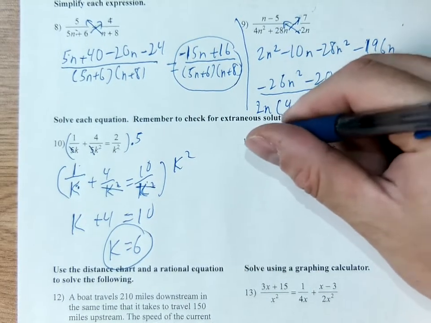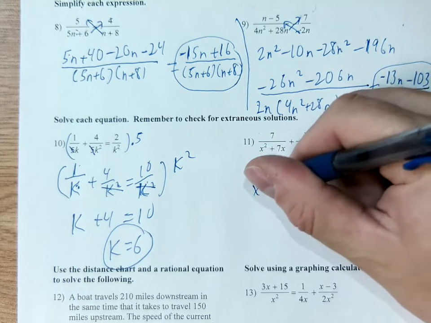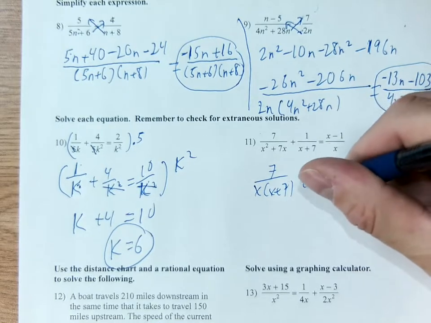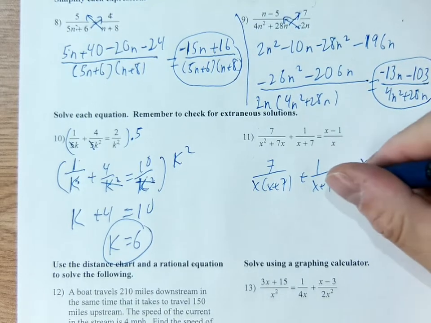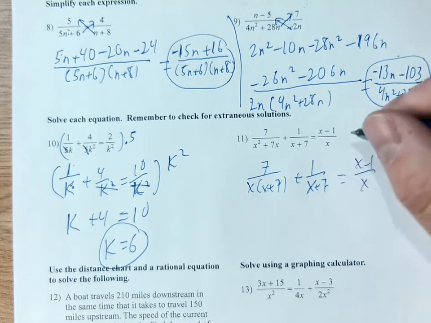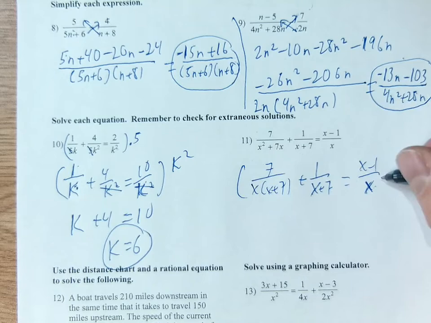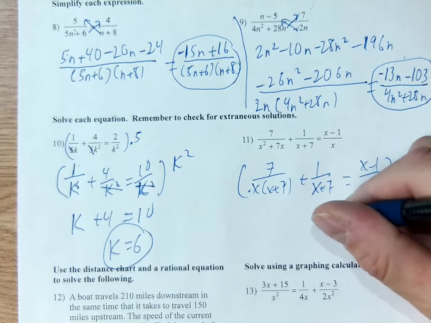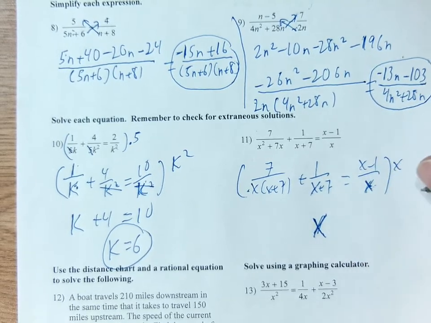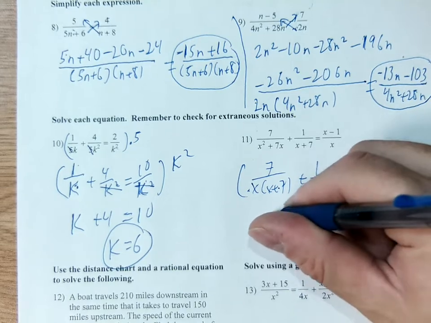Alright, same deal here. Factor the bottom on this first expression. So that's x times x plus 7, plus 1 over x plus 7, equals x minus 1 over x. So look at this. We're missing an x in the bottom of this one. We're missing an x plus 7 in the bottom of this one. So I'm going to times by the x, which is going to cancel out this x and put an x here. I'm also going to times by x plus 7, which is going to cancel out this x plus 7 and this x plus 7. So that means that's just going to be a 7 plus x.